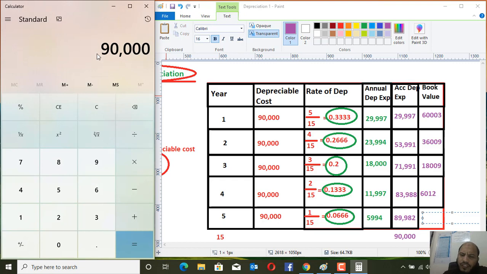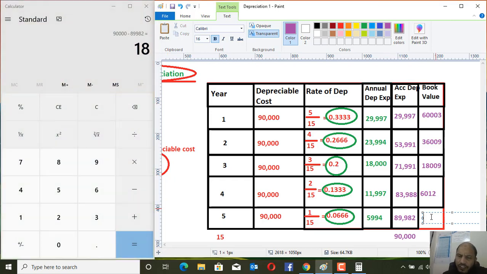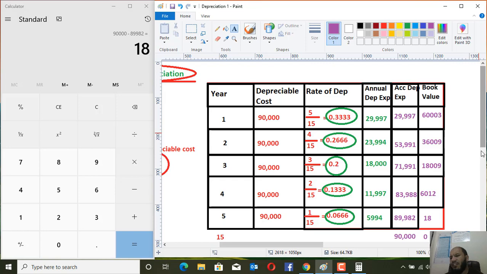And finally, for example, 90,000 minus 89,982. So it will give us a difference of 18 rupees, but the result that we expected was 0, because this will also fully depreciate the machinery. It will not consider the residual value or the salvage value.